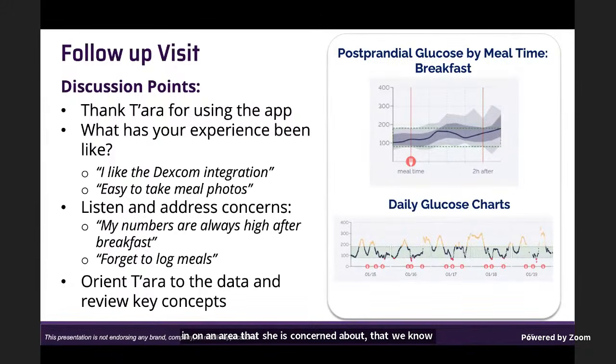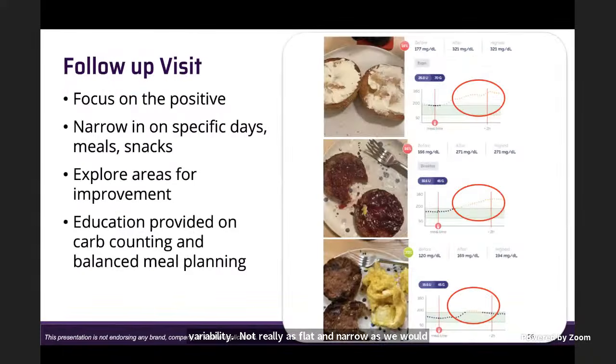I could see here that generally for that breakfast meal, I can hone in specifically when she started the meal and where she ended the meal. And this is showing her glucose levels. And you could see kind of there's a wide variability, right? So not really as flat and narrow as we would want. What I also like to show here is that she's entering information. So that's great. She's utilizing the app. She's interacting with it. So this is going to help provide some advanced insights.